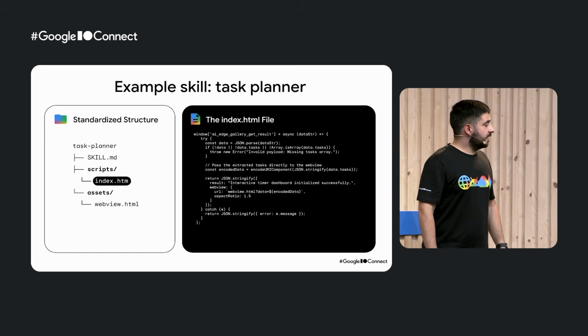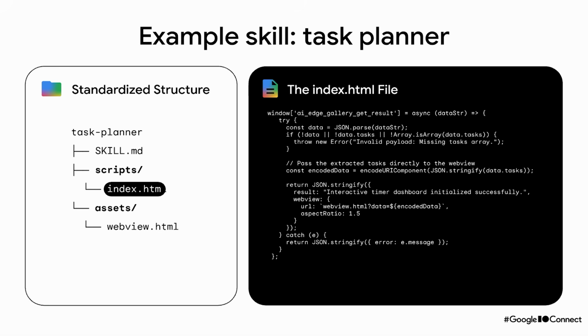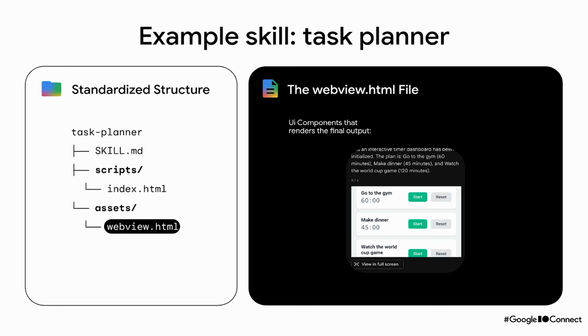So in the script, this is the deterministic code that we are adding to extend the logic. It basically parses a JSON and issues the calls for the web UI to be rendered and passes the necessary arguments. And lastly, in the assets, we have the HTML code that gives us the beautiful timers that we have rendered there. OK, so this is basically all there is to the skill that we just saw.